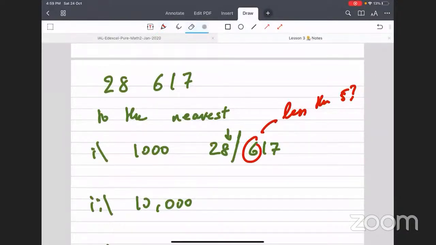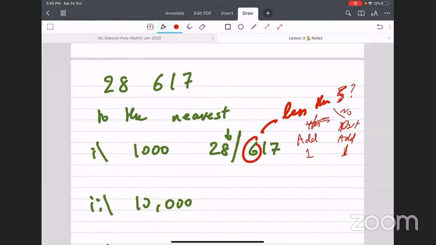Less than 5. Yes, add 1. No, do nothing. Don't add 1. So is 6 more than 5? Oh, yeah, less than. Very good. Less than 5. Yes. So basically, it's less than 5.